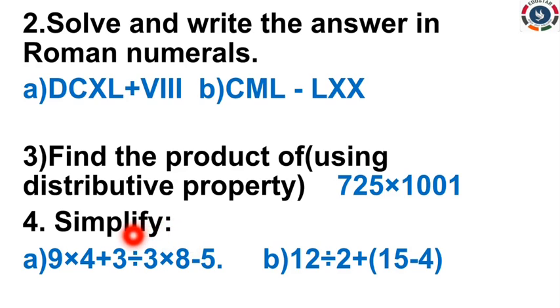And fourth one, simplify. A, 9 into 4 plus 3 divided by 3 into 8 minus 5. So already we know the BODMAS rule. So here DMAS we are going to apply. So first we want to divide, then multiply, then add, then subtract. So like that you want to follow. And B, 12 divided by 2 plus 15 minus 4. So here also BODMAS we want to apply. First we want to give the first preference for bracket, then of, then division, multiplication, addition and subtraction.